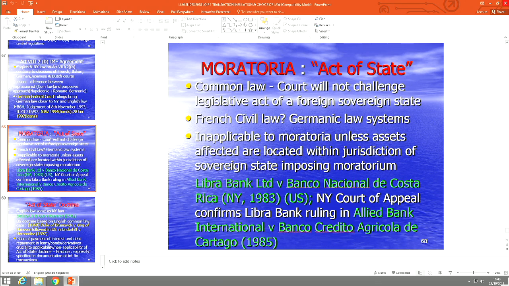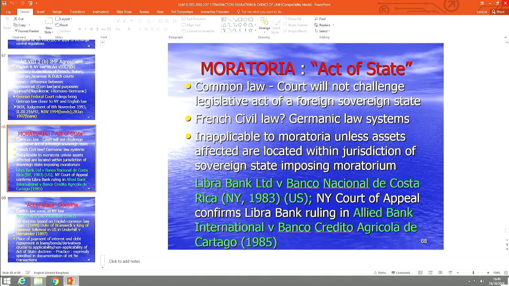Therefore, said the New York courts, the Act of State doctrine doesn't apply, and we don't need to recognize the Costa Rican moratorium. If the payment was to be made in Costa Rica, then of course the asset, the right to payment, would have been in Costa Rica, and therefore it would have been within the jurisdiction of the Costa Rican government. But that was not the case. The asset, the right to payment of the banks, was located in New York.